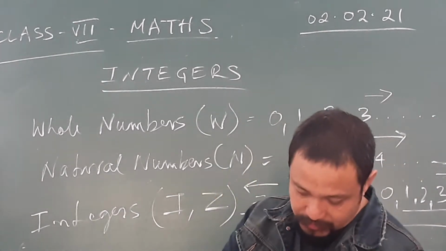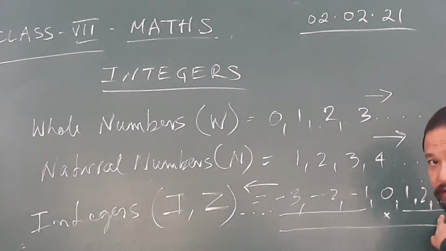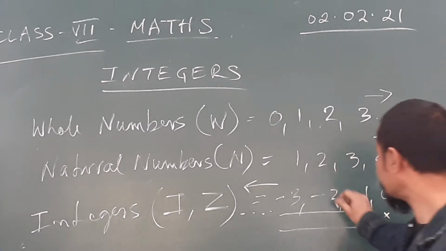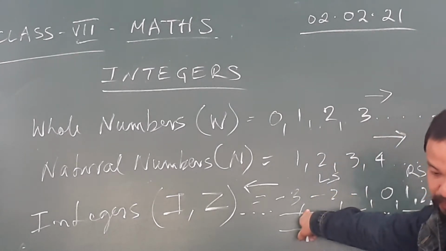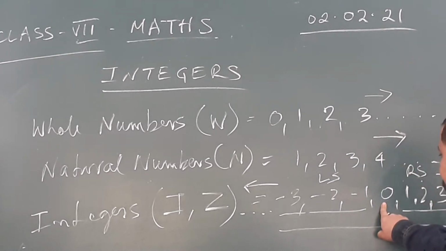All the numbers towards the right of the 0 are called positive integers. All the numbers towards the left side of the 0 are called negative integers. Okay, 0 is neither negative nor positive, and 0 was a number that came from India.